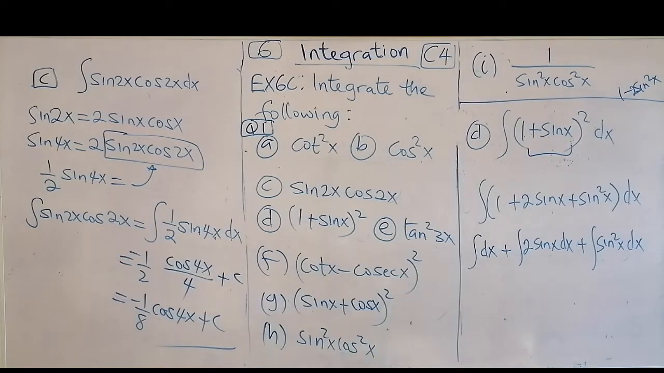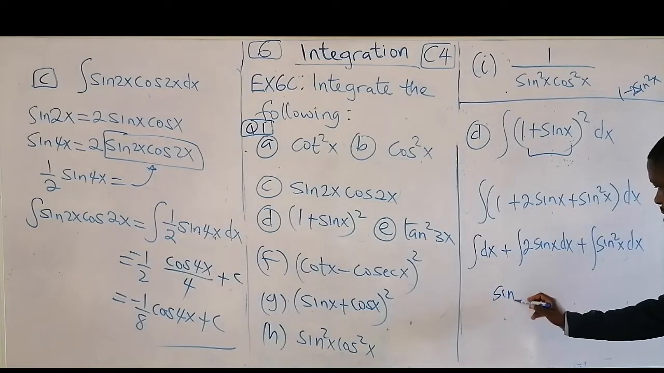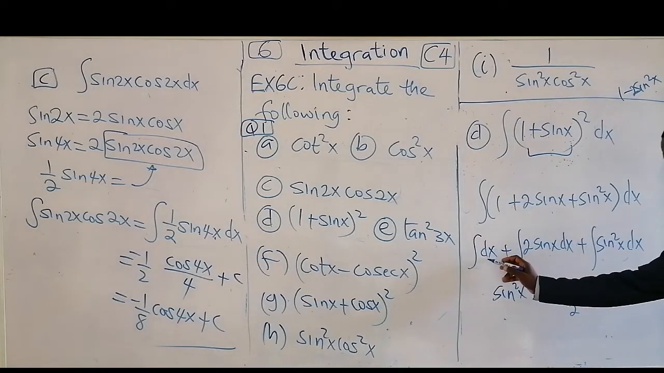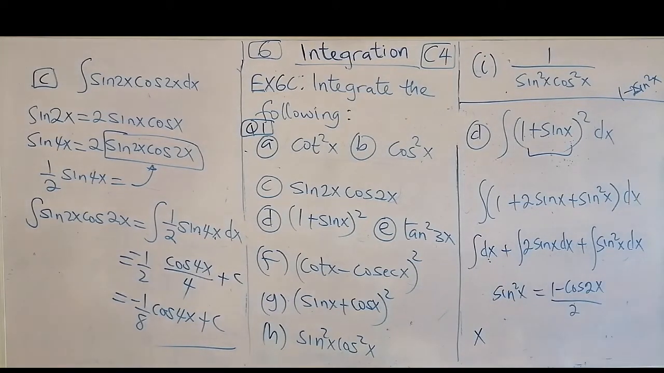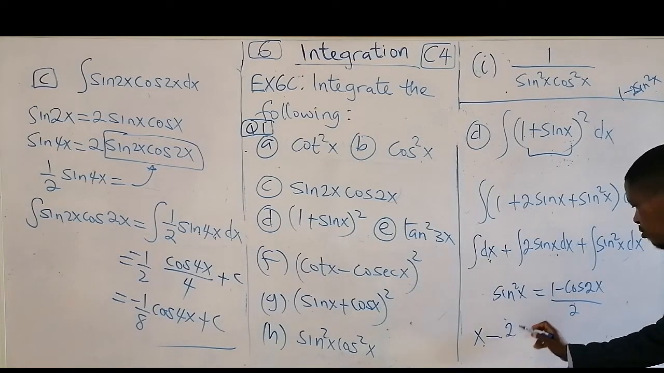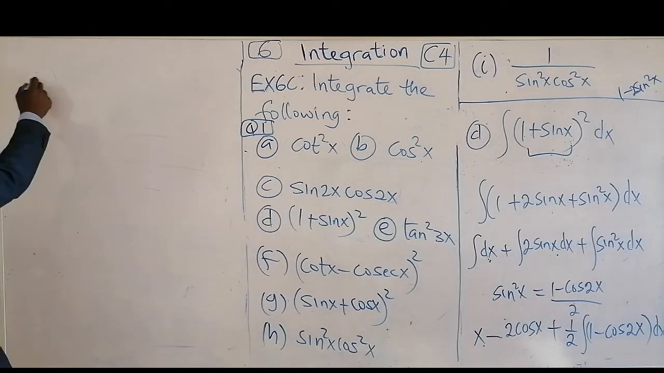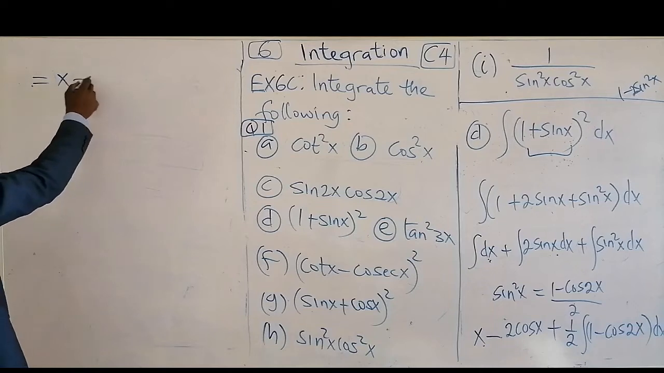And then don't forget this one: sine squared x is 1 minus cos 2x over 2. So the final answer, we have x, the integral of 1 is x, and the integral of 2 sine x will give us minus 2 cos x. Then for this one, we just substitute what we have there, so that's 1 over 2, the integral of 1 minus cos 2x dx.